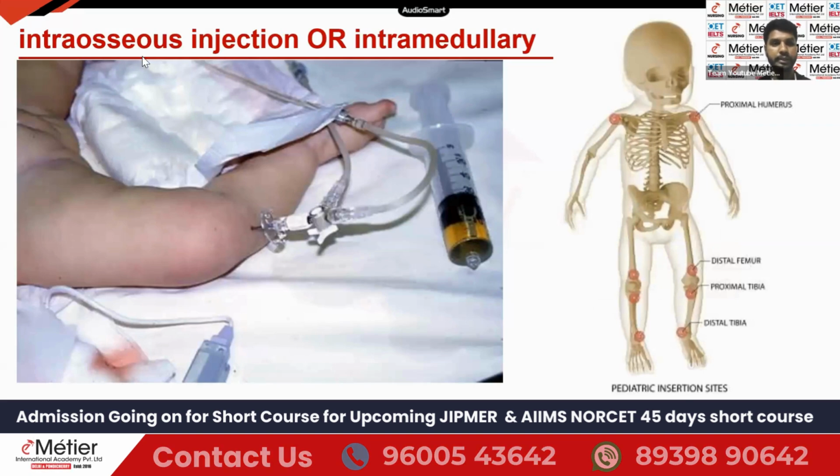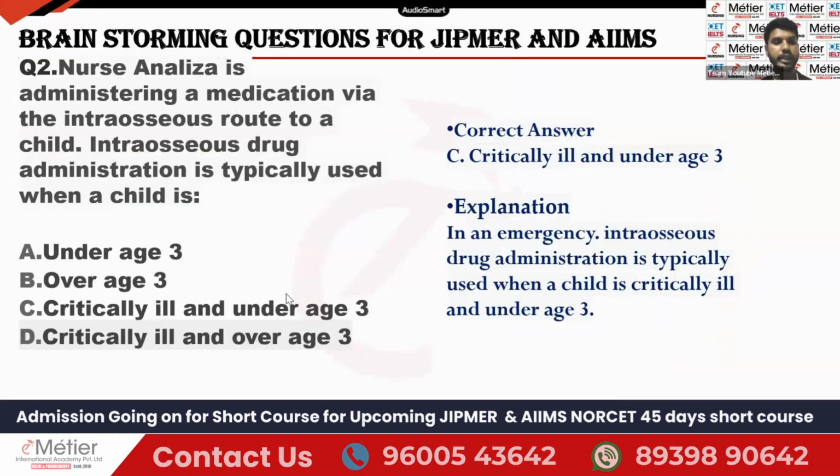So you can see this in this picture. This is the intraosseous, or intramedullary. So what are the sites in children? Proximal humerus, distal femur, proximal tibia, and distal tibia. Okay, so these are the various pediatric insertion sites for intraosseous injections. Clear? So the correct option is critically ill under age 3.